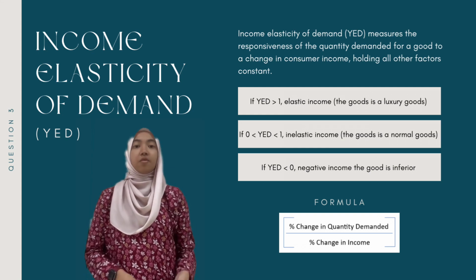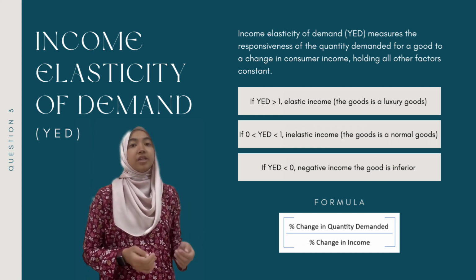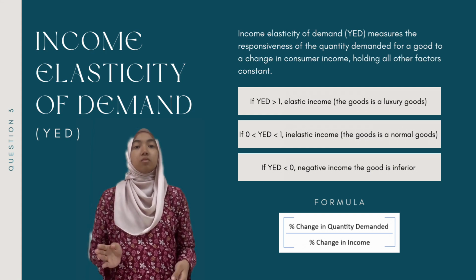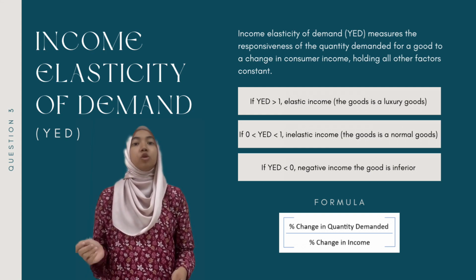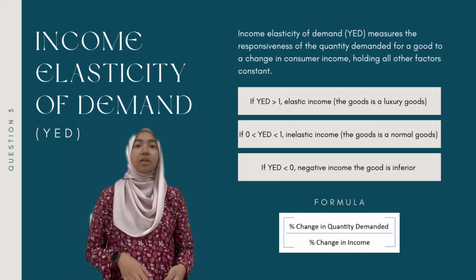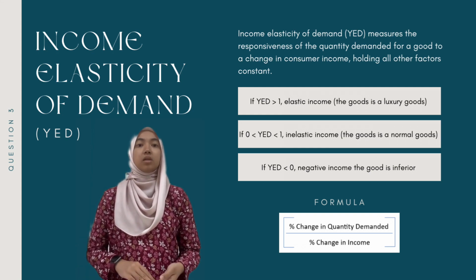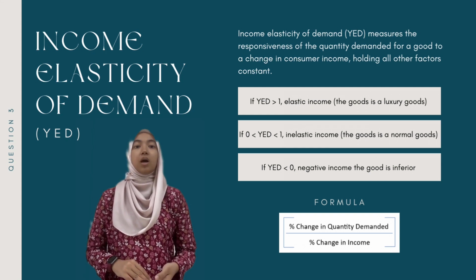So, as you can see from the graph, an increase in income from Y1 to Y2 leads to an increase in quantity demanded from QD1 to QD2, but the increase in the quantity demanded is more than the increase in income.